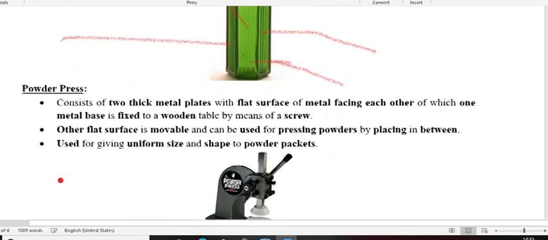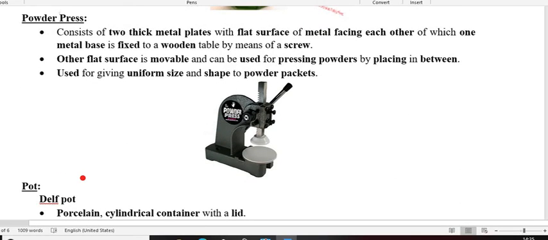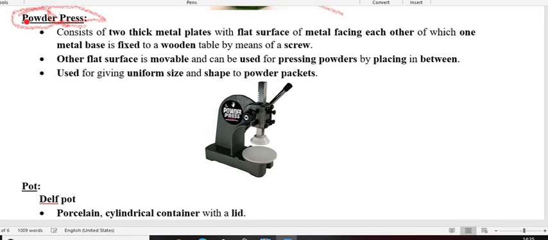Now we have to go through the powder press. The name clearly indicates the meaning of powder press. It is a presser. For what? To press the powder. So powder presses are instruments present in the pharmacy lab used for pressing powder, and are called powder presses.